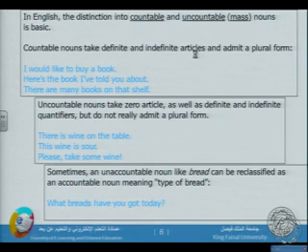In English, the distinction into countable and uncountable nouns is basic. فلازم تميز ما بين الcountable والuncountable noun. لازم. نحن لما نحكي عن المعدود وغير معدود بنحكي عن nouns. Okay? What is the difference between countable and uncountable, or what we can use with them. Countable nouns take definite and indefinite articles and admit plural form. شو بتاخذ؟ definite and indefinite، وبتاخذ أيضا أس الجمع.